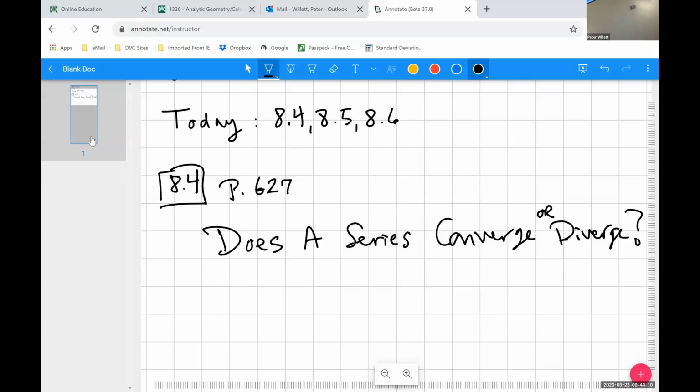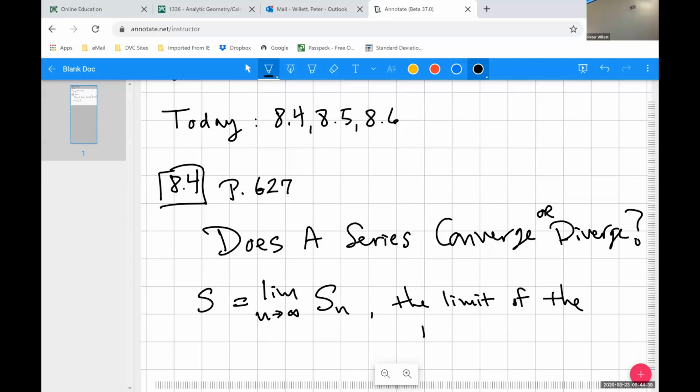So let's remind ourselves of this idea. S equals the limit as n tends to infinity of S sub n, and this is the limit of the partial sums.